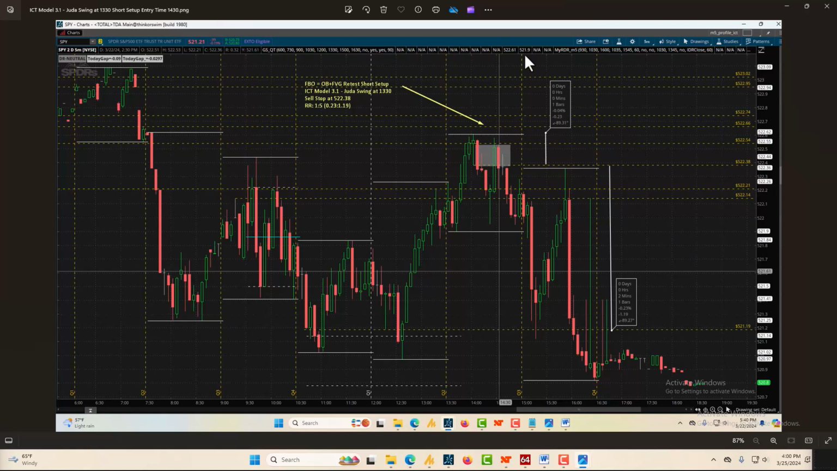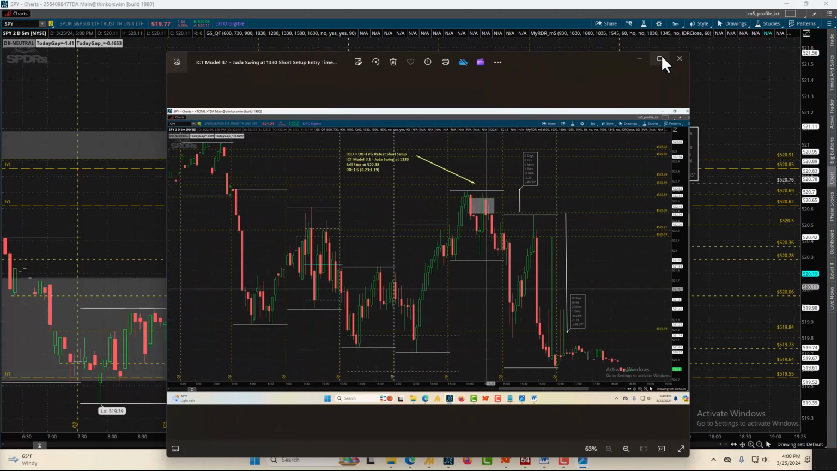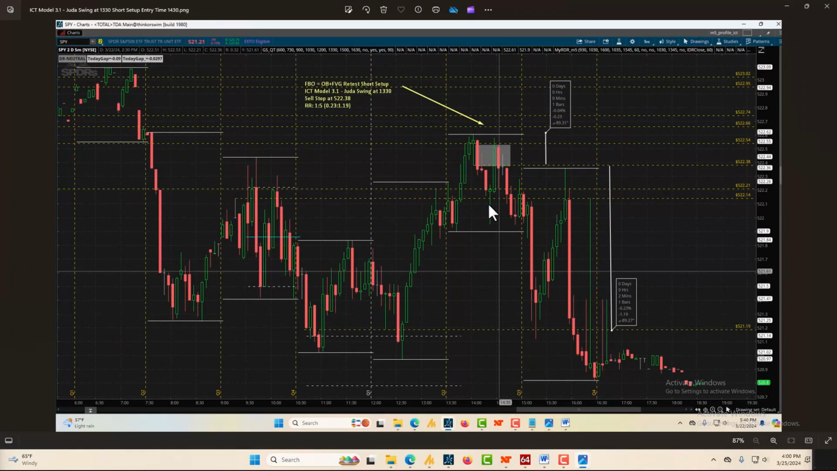So let's see how it plays out for today. Okay. So the run for today is almost an hour. But the run for this one is only 30 minutes or so, but it retests again. So the best entry is 1430.